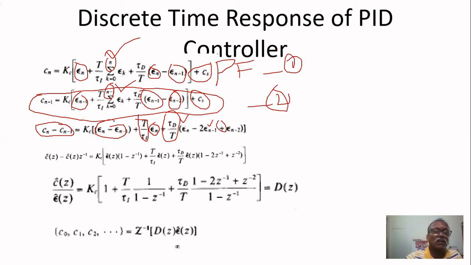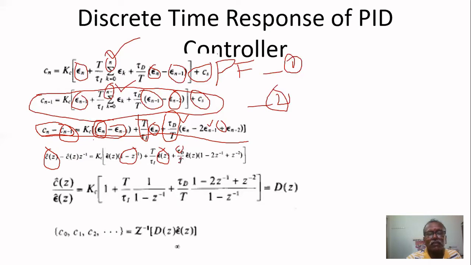So that's all. If you take the Z transform for this, you will get C of Z into (1 minus Z power minus 1), Kc. For this you will get E of Z times (1 minus Z power minus 1), plus T by Ti, E of Z.